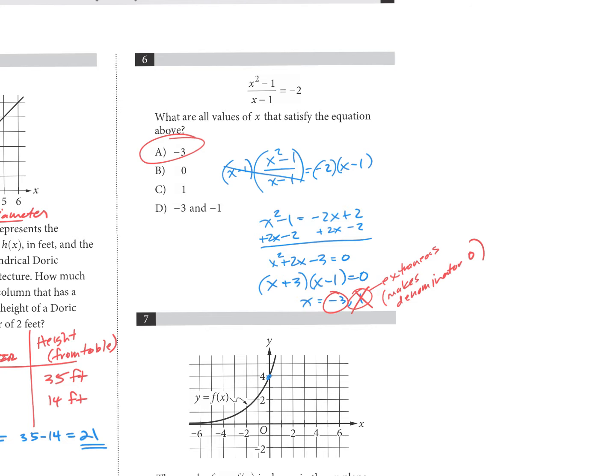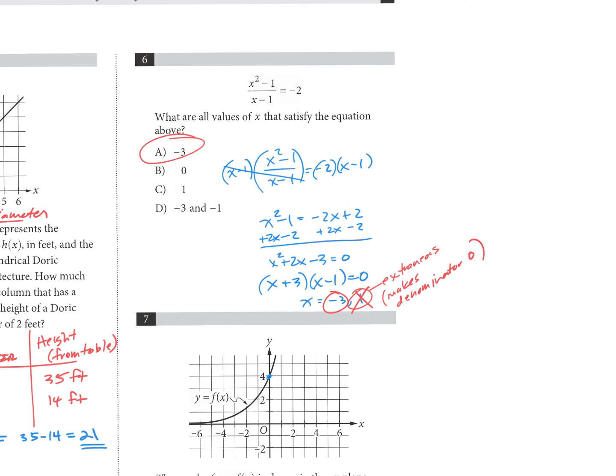No calculator again, so it's a little bit tricky there. This one says, what values of x satisfy the equation above? This is a little bit tricky, but not too bad. Solving the equation, you multiply both sides by x minus 1. That left me with x squared, and I got -2. Distribute x minus 1, you get -2x plus 2, sorry. I'm going to bring everything over to the same side. That gives me this quadratic equation.